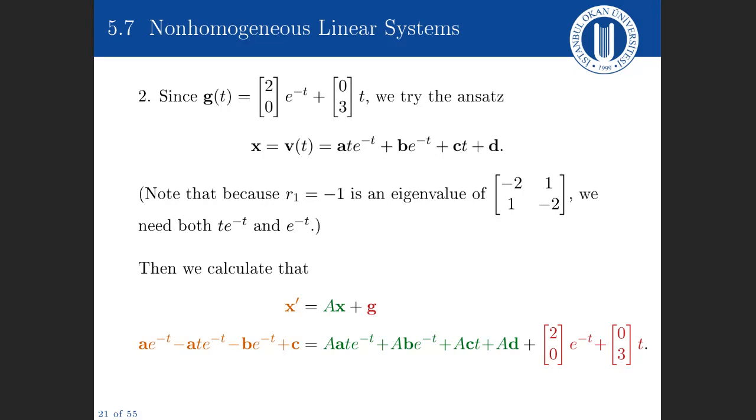So let's try this guess. Instead of x prime is equal to Ax plus g, we have this long equation. a e to the power minus t minus a t e to the power minus t minus b e to the power minus t plus c, that's the derivative of x, is equal to capital A small a t e to the power minus t plus capital A b e to the power minus t plus capital A c t plus capital A d, and then plus the function g, plus 2 0 e to the power minus t plus 0 3 t. We need to find vectors a, b, c, and d such that this equation is true for all t.